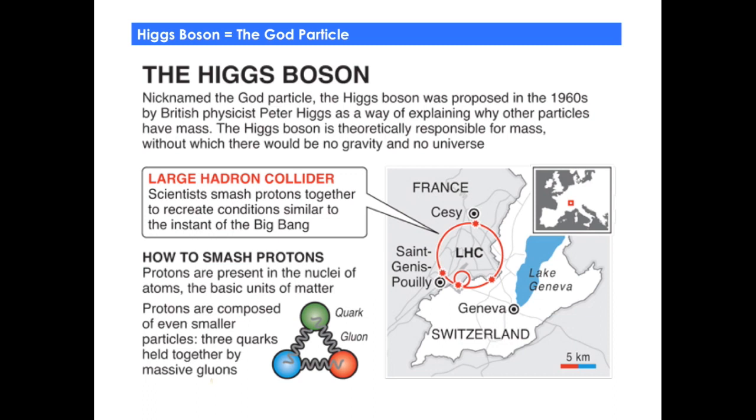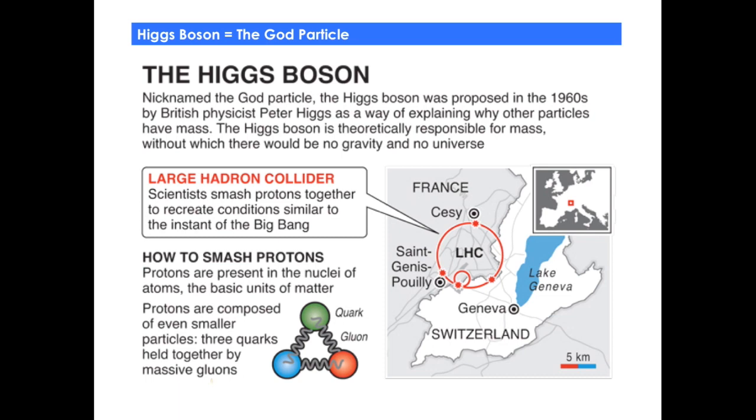Nicknamed the God particle, the Higgs boson was proposed in the 1960s by the British physicist Peter Higgs as a way of explaining why other particles have mass. The Higgs boson is theoretically responsible for mass, without which there would be no gravity and no universe.